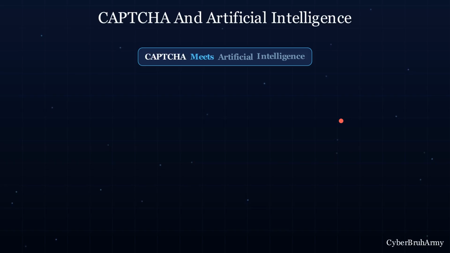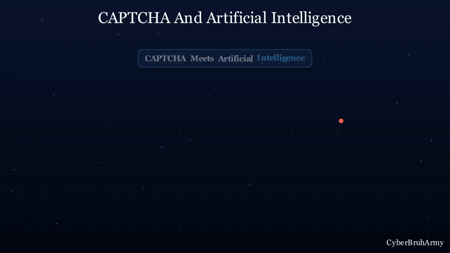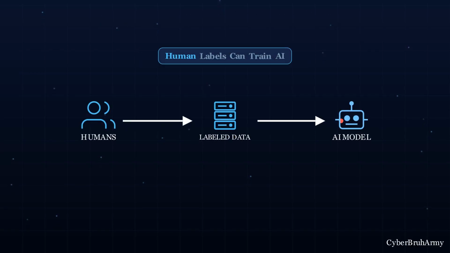There is another interesting connection between CAPTCHA systems and artificial intelligence. When humans identify difficult text or objects, those human-labeled results can contribute to datasets used to improve machine learning systems. The broader lesson is that humans are often much better at recognizing objects and patterns when the context changes in complex real-world ways.